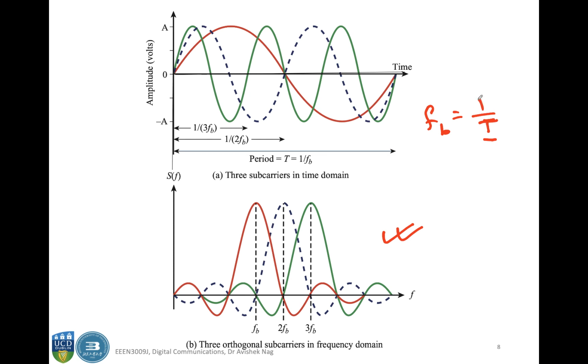So this is exactly 1 over T. This spacing is kept as exactly 1 over T, and you have these OFDM subcarriers in frequency domain spaced between FB, twice FB, thrice FB, and so on. And you can see that there is an overlap. This overlap is there to tightly pack the signals so that the capacity is enhanced.